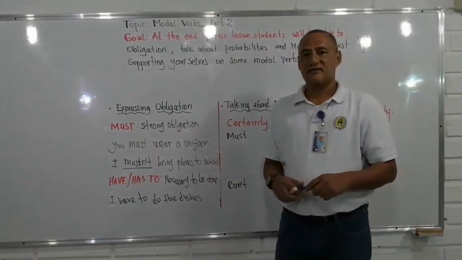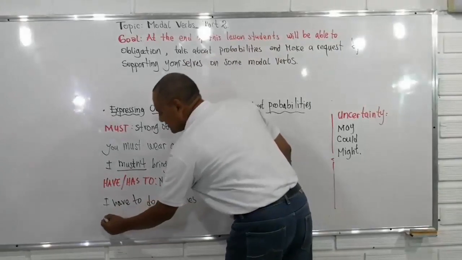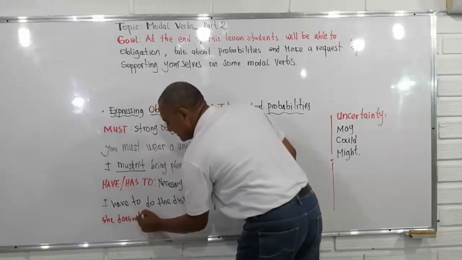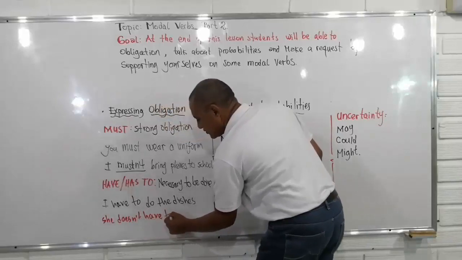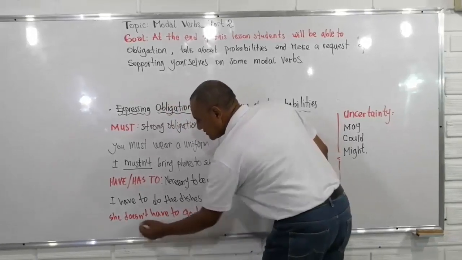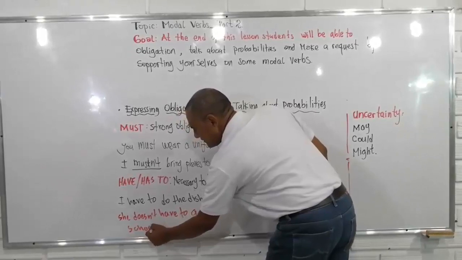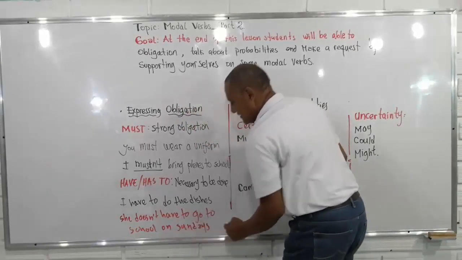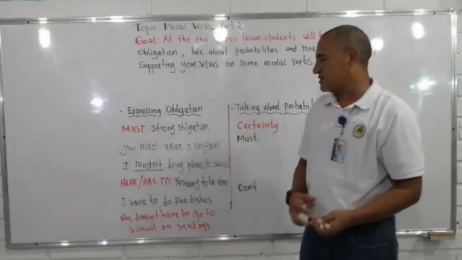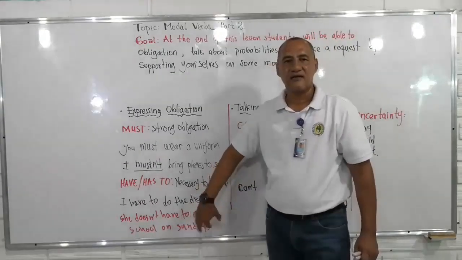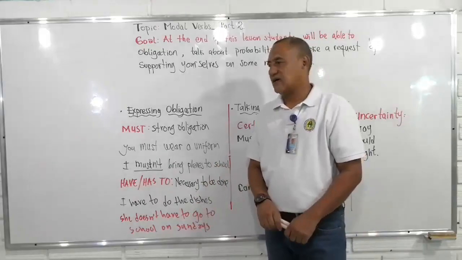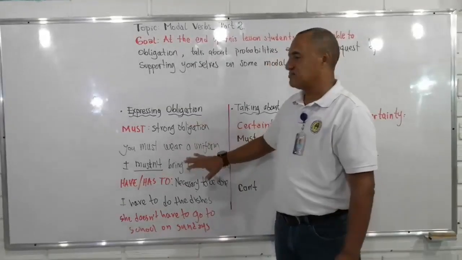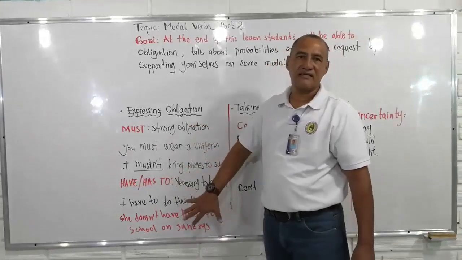Alright? The negative statement say, let's go, she doesn't have to go to school on Sundays. Alright? She doesn't have to go to school on Sunday. No es necesario que ella vaya aquí al colegio los domingos. Alright? In this way we can talk about strong obligation and something that is necessary to be done.